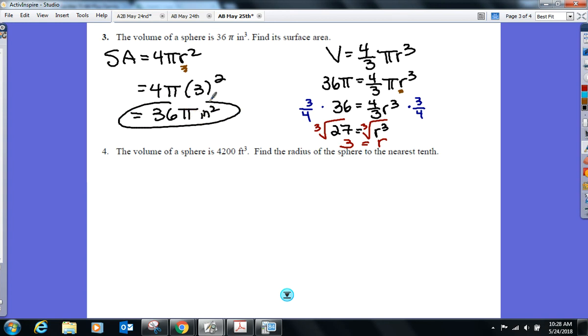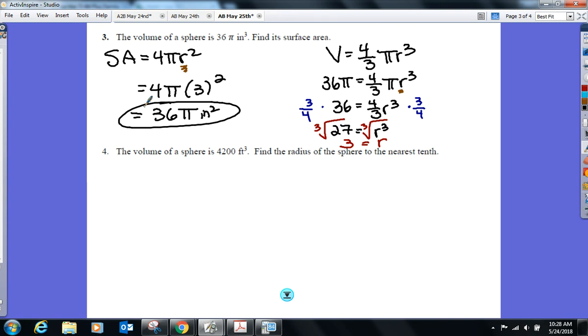And if you're wondering, yes, it was just a coincidence that the volume and the surface area came out to 36 pi, but they're not equal to each other because one's in cubic units and one's in square inches. Square inches, yep. So 2 different types of units.